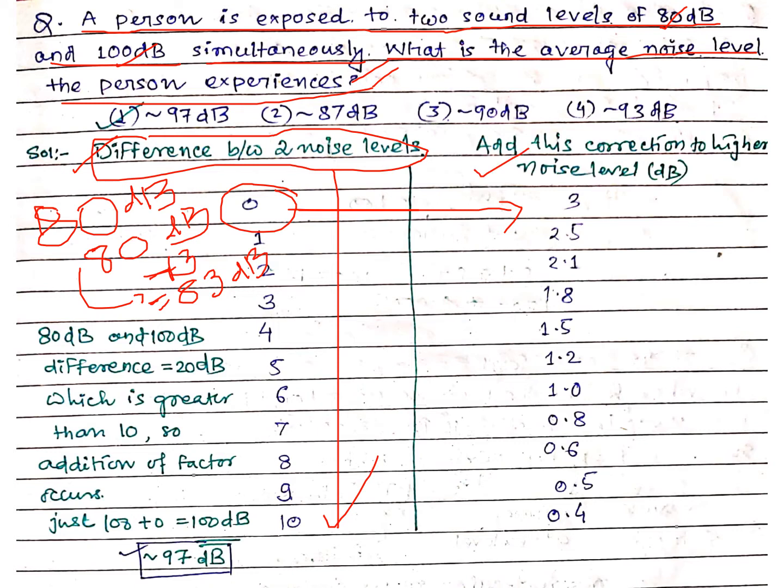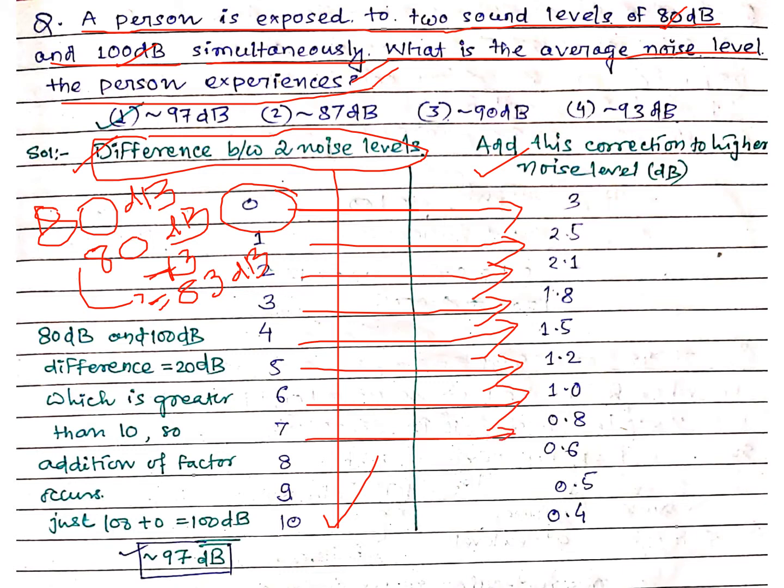For a difference of 0 we have 3, for 1 we have 2.5, for 2 we have 2.1, for 3 we have 1.8 addition, for 4 we have 1.5, for 5 we have 1.2, for 6 we have 1, for 7 we have 0.8, for 8 we have 0.6, for 9 we have 0.5, and for 10 we have 0.4. In our question, the two sound levels were 80 and 100 dB.